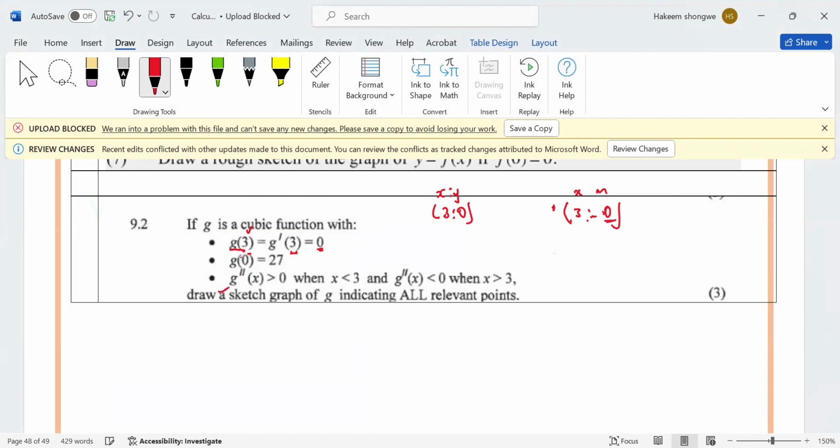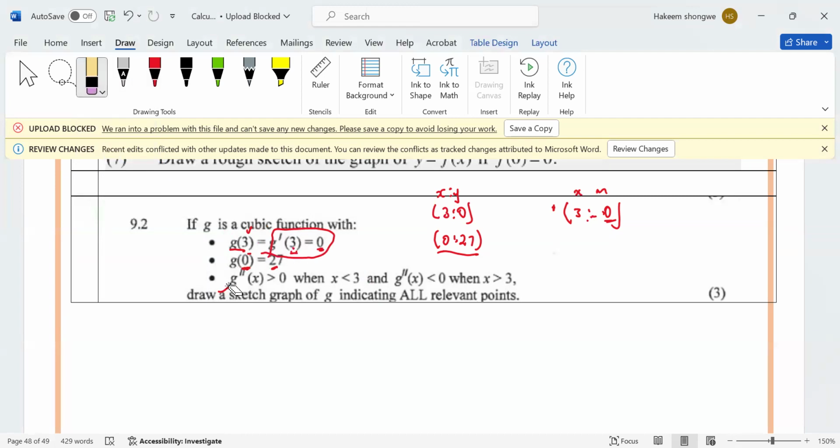What else did they give us? When x is 0, what is your y? It's 27. So you have 0, which goes with 27. And then what is this then? This is what we call the y-intercept. M. It's g prime. Once you see g prime, differentiation. When x is 3, the gradient is equal to what? To 0. That's what they are saying.